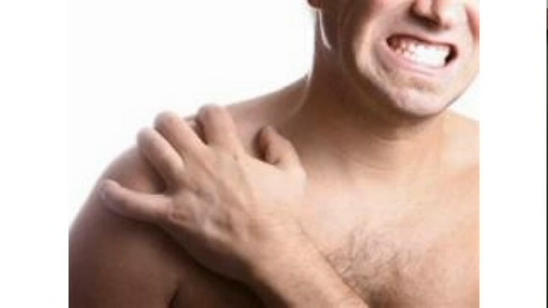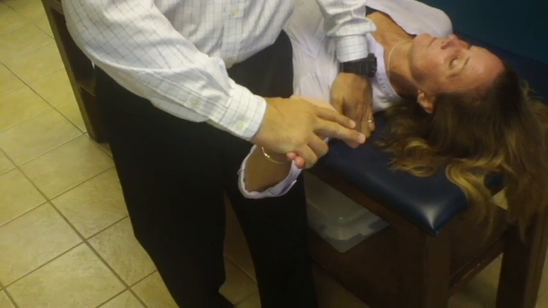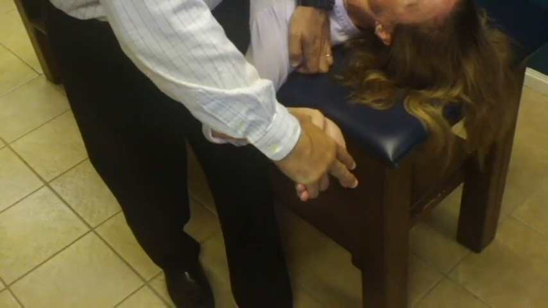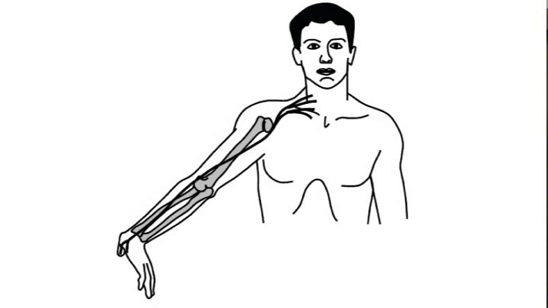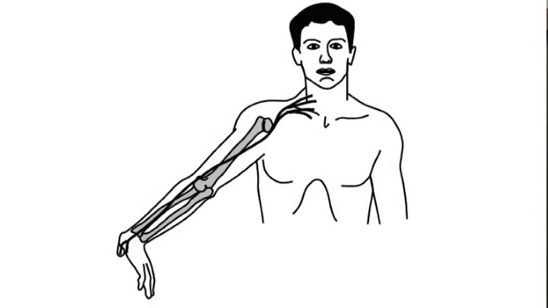What if the patient has a lot of shoulder pain? As we've seen with upper limb tension test 1, it starts with a lot of abduction and external rotation of the shoulder, which can be quite painful and provocative, and that's why we might want to use upper limb tension test 2, also for the median nerve, but it's a little bit different.